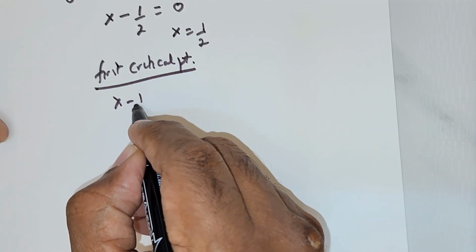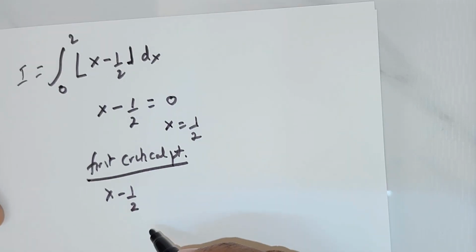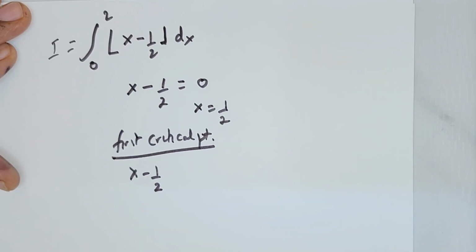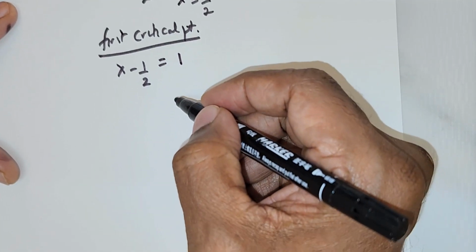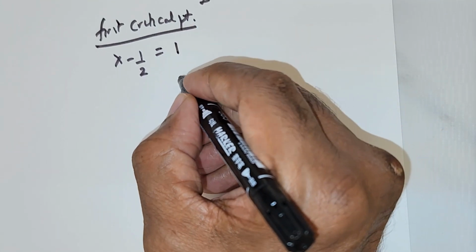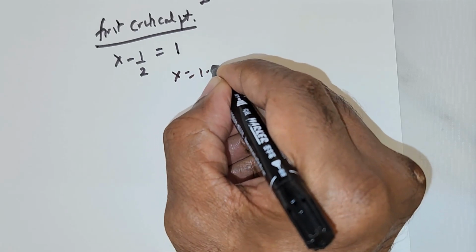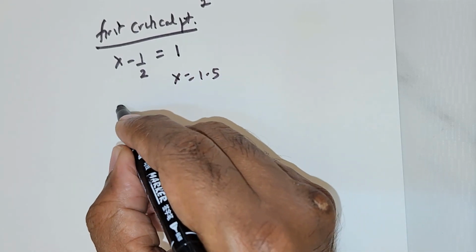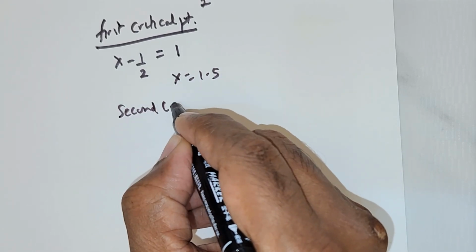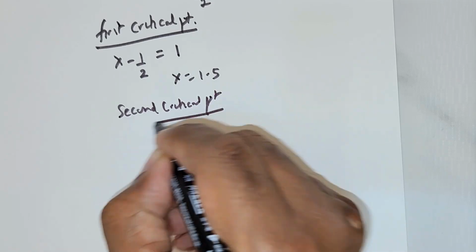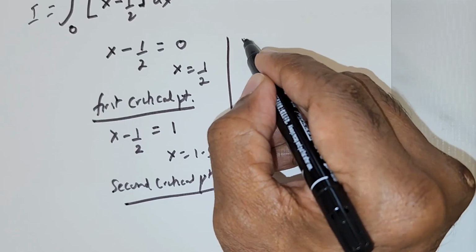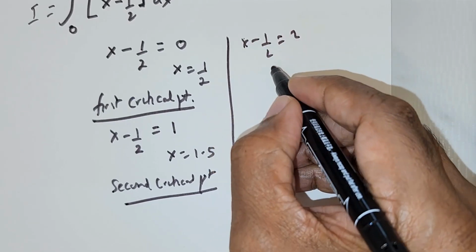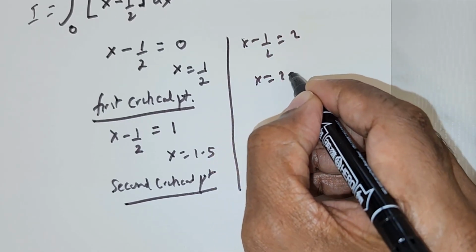Now if I take x minus 1 over 2 to be equal to 1, the next integer, then x is equal to 1.5. So this is the second critical point. Next, if I take x minus 1 over 2 equal to 2, I will get x equal to 2.5.